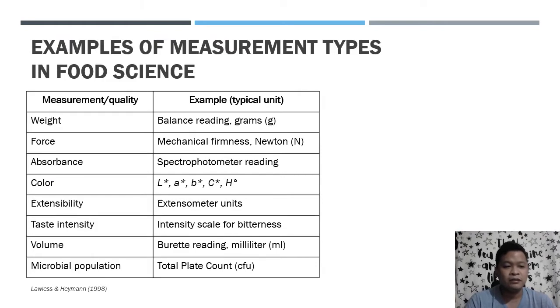So in food science, or in any science for that matter, we measure a lot of things. But in sensory evaluation, we also measure human responses, which are not necessarily based on the 7 base SI units. However, in this case, most of the examples are physical in nature, except those relating to microbial population counts. Take note that each of these values can either be interval or ratio in nature.